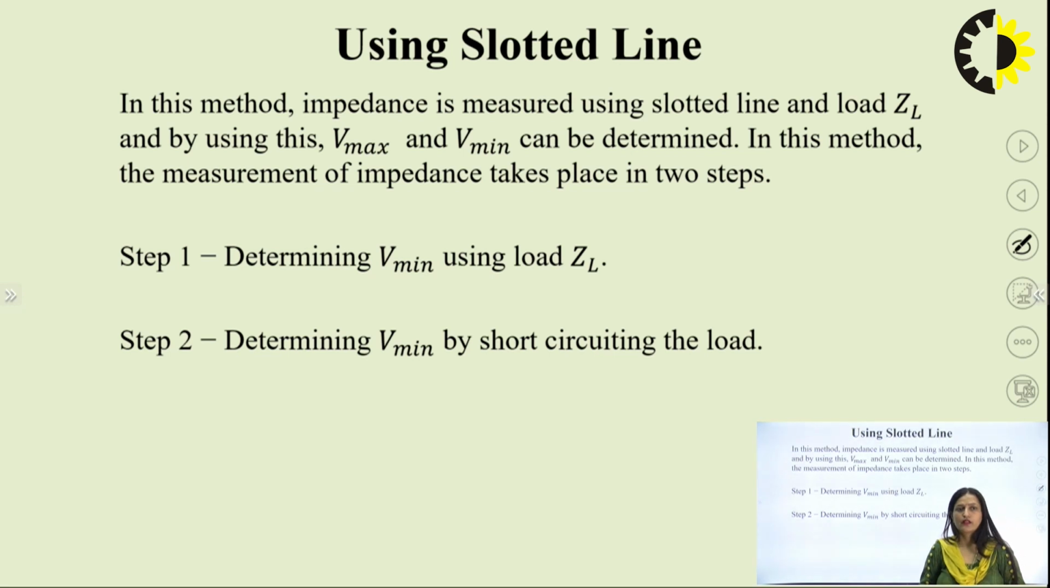The second method of measurement of impedance is the slotted line. In this method, impedance is measured using a slotted line and the load ZL, and by using Vmax and Vmin it can be calculated. The measurement of impedance takes place in two steps. First, we determine V minimum using the load ZL. After that, we determine V minimum by short circuiting the load.